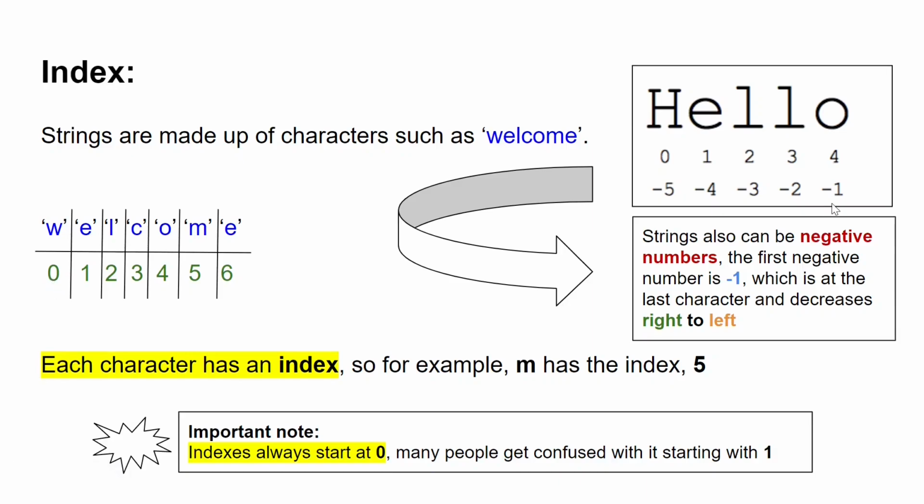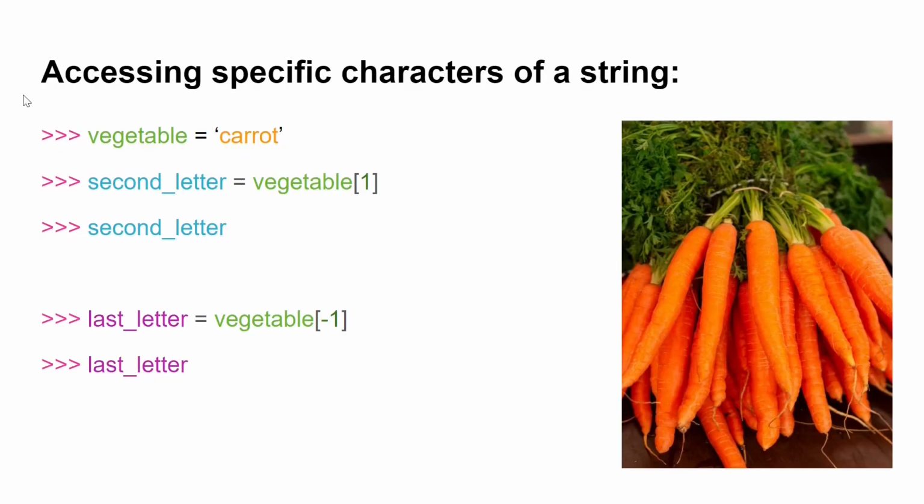And also there are negative indexes. The first negative number starts at -1, which is at the last character, and decreases right to left. So for example, E has the index -4. To summarize, if your index is a positive number, it goes left to right. But if your index is a negative number, it goes right to left. So this is how we can access specific characters of a string.